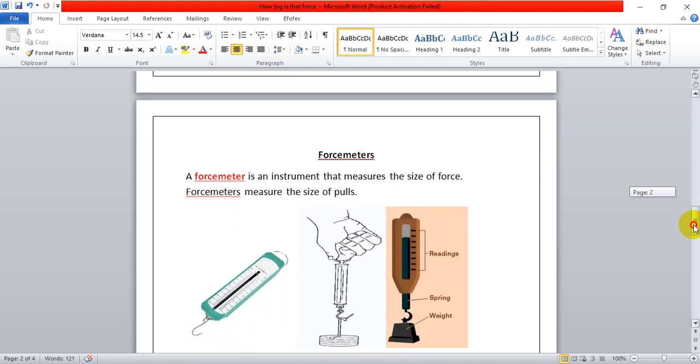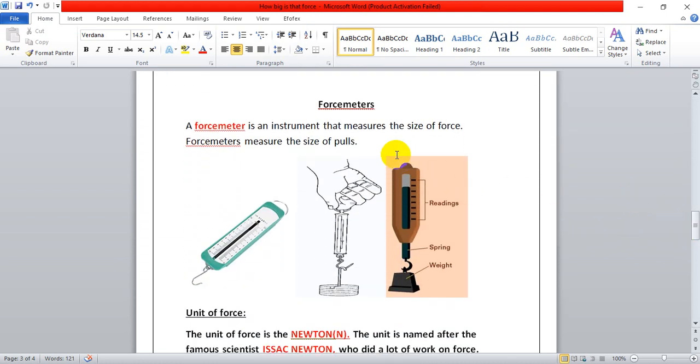Now, force meters. Have you ever seen this type of thing? This is known as a force meter. A force meter is an instrument that measures the size of force. See, there is a reading, you can see that. We can keep things here. According to the mass, according to the force, it comes down. See here.